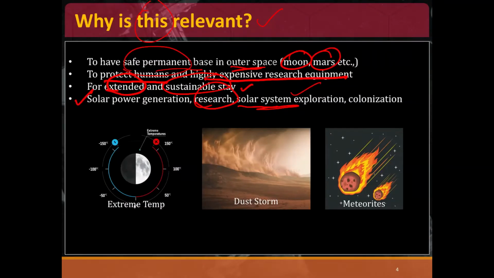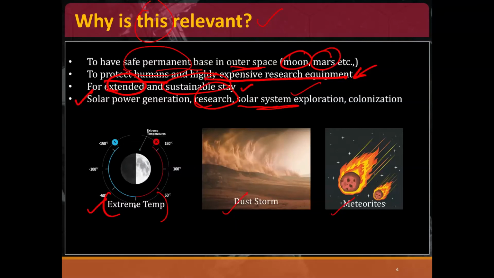And in point number 2 here, when we discussed protecting humans and equipment, what are we protecting these from? Three primary factors are given in the bottom pictures. One is extreme temperature. We want to protect them from extreme temperature, and we'll see what exactly the numbers are in the next slide.